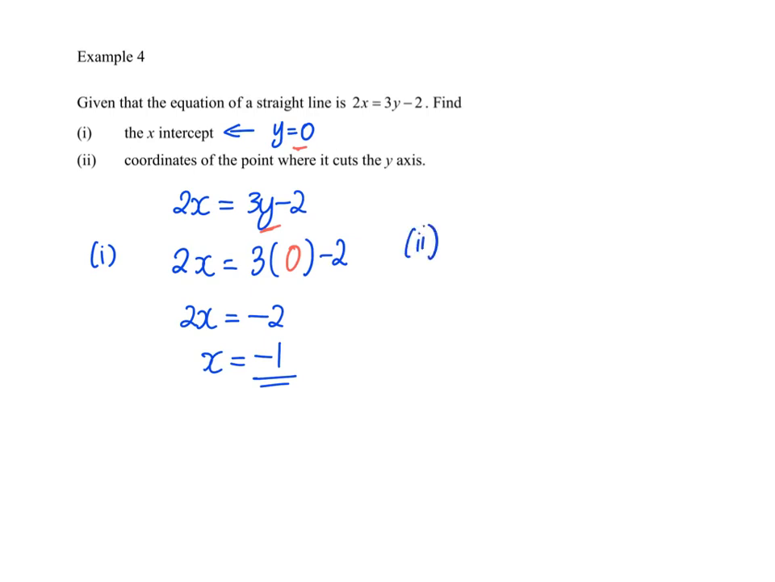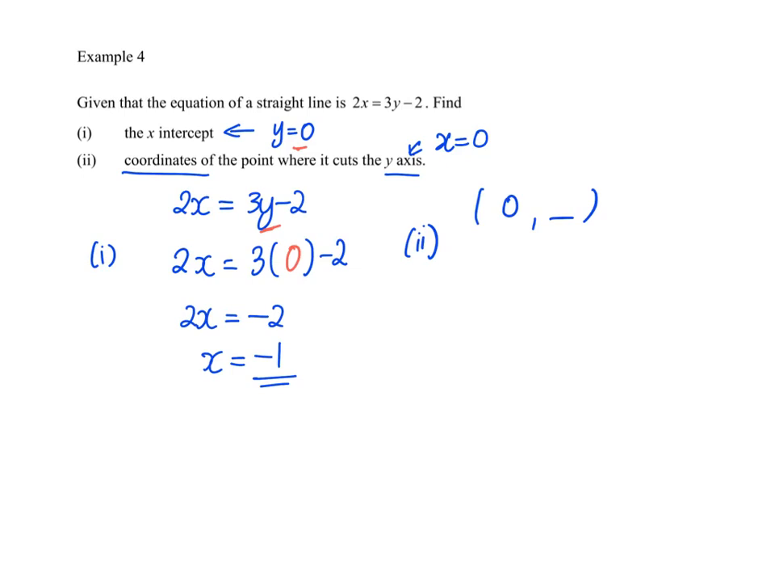Part 2. Find the coordinates of the point where it cuts the y-axis. Coordinates means I need a pair of x and y numbers where it cuts the y-axis. When it cuts the y-axis, what happens to the x? The x is now equal to 0. So my coordinates will look like (0, something), right? So I need to find that number.